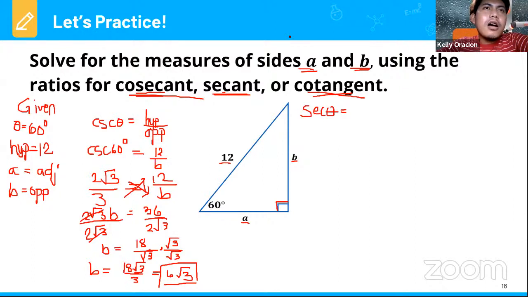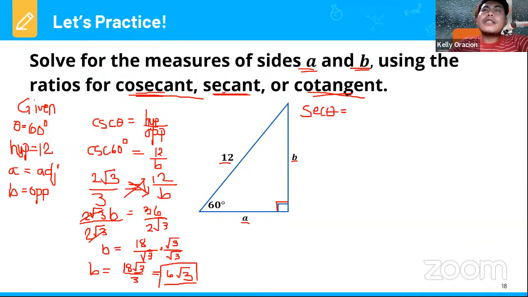Tapos, i-cross multiply ko siya. So, 4 is equal to 2 square root of 3b. I think na mali lang siguro na siya sulat. I-correct lang. I-follow lang niya nga process para di ka malito. Okay po, sir. Thank you. Okay.